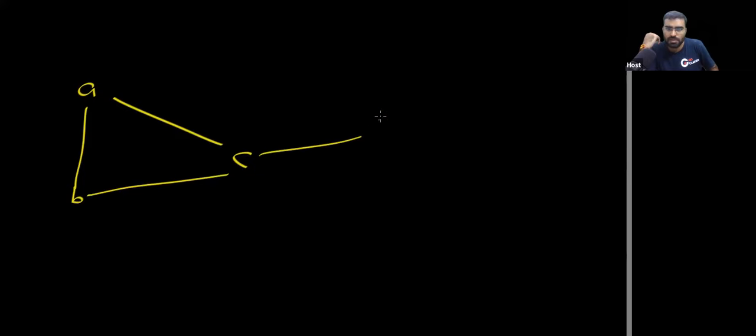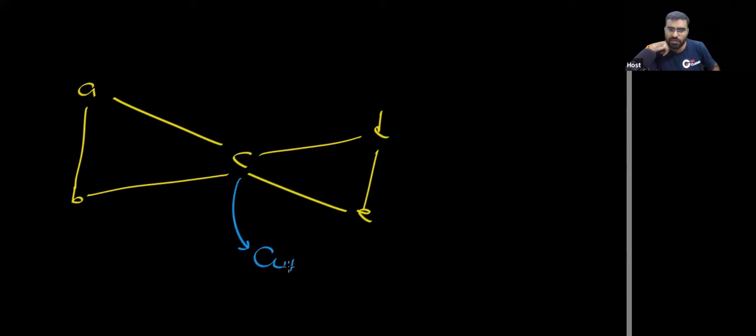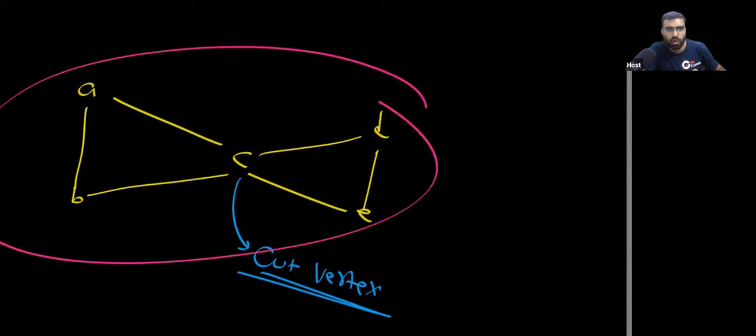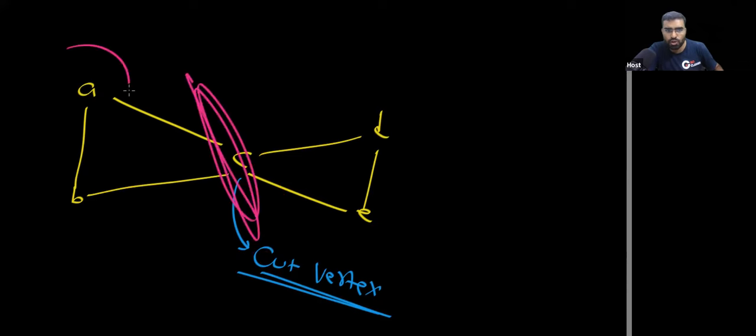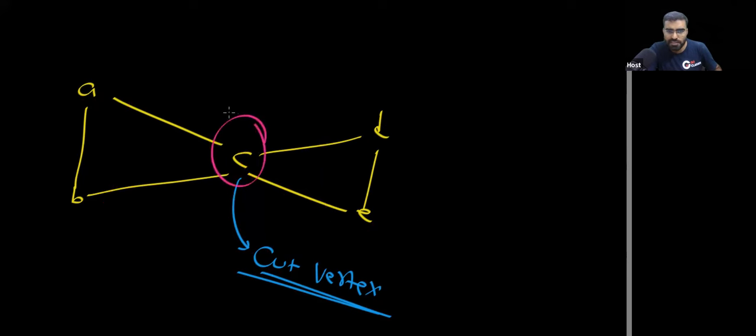For example, you can consider this graph. This vertex is a cut vertex, right? Yes or no? Because if you delete this vertex, you will get two components. Right now you have one component. If you delete this vertex, the number of components will increase. So this is a cut vertex.